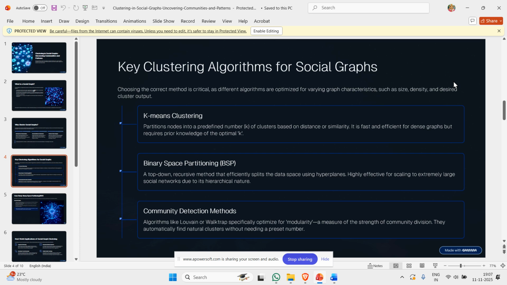Binary space partitioning (BSP), a top-down recursive method that efficiently splits the data space using hyperplanes, highly effective for scaling to extremely large social networks due to its hierarchical nature. Community detection methods. Algorithms like Louvain or Walktrap are especially optimized for modularity, a measure of the strength of the community division. They automatically find natural clusters without needing a preset number.